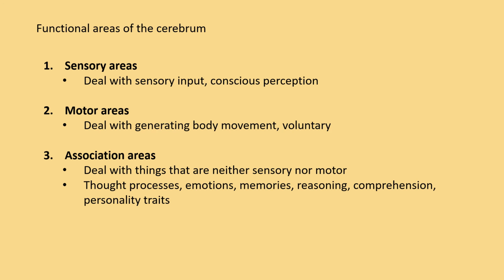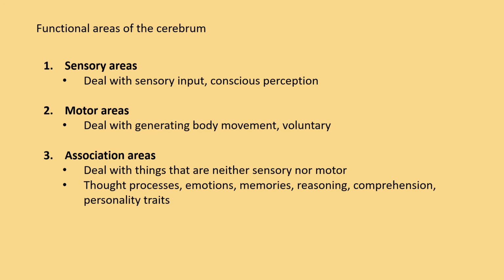We will cover examples of each type of functional area in the cerebrum. Let me introduce you to their basic definitions. Sensory areas of the cerebrum deal with sensory input and allow us to have conscious awareness, conscious perception of that sensory input. Motor areas deal with generating voluntary body movement, and you also have conscious awareness over that.